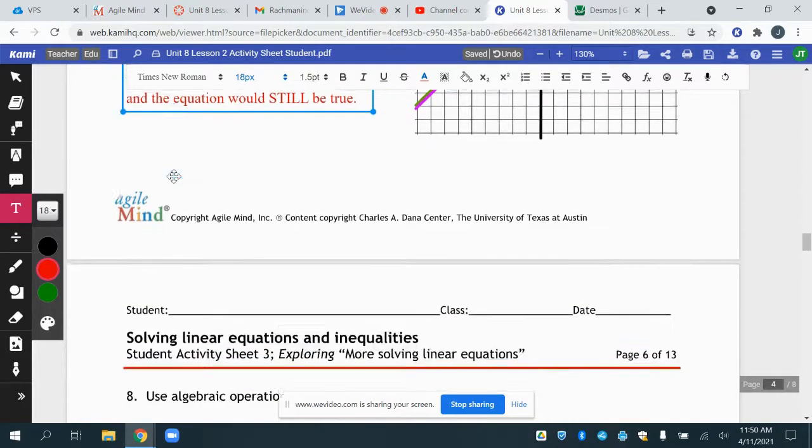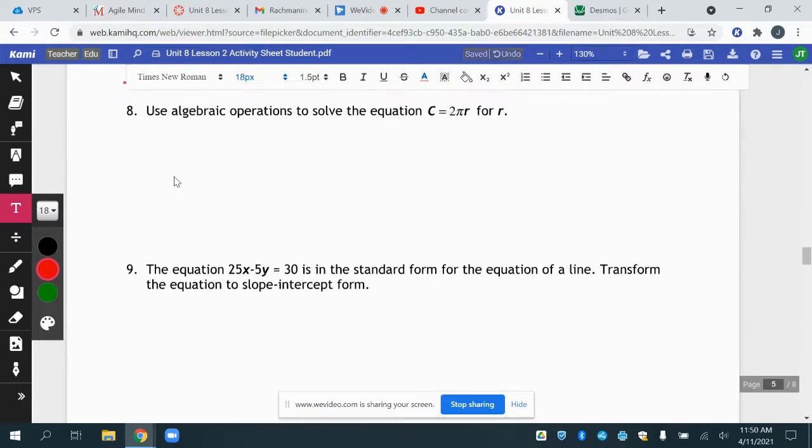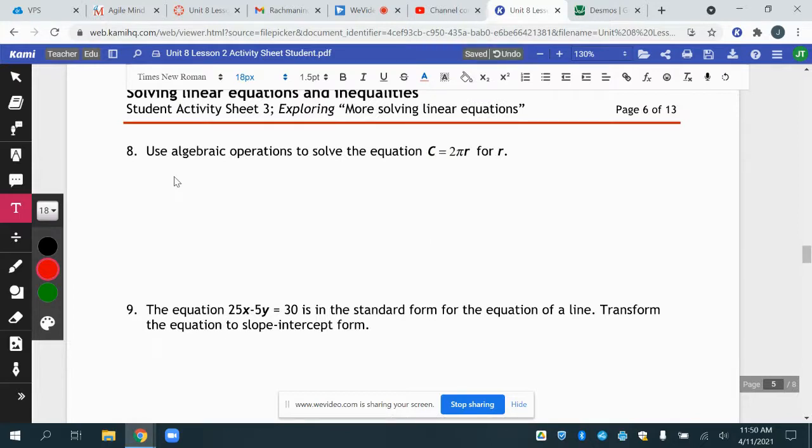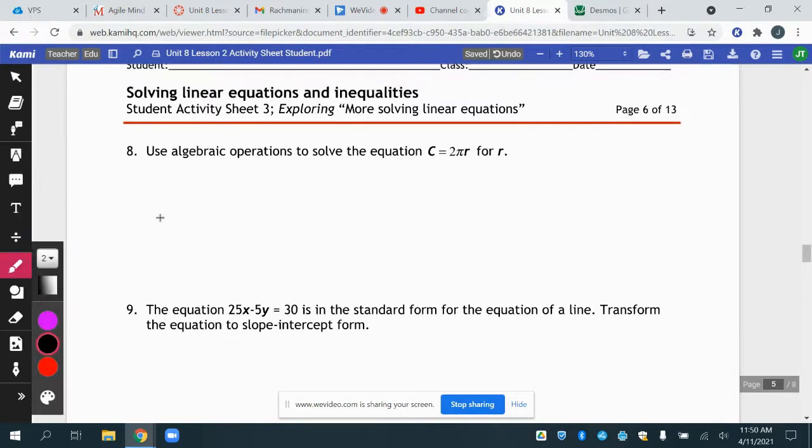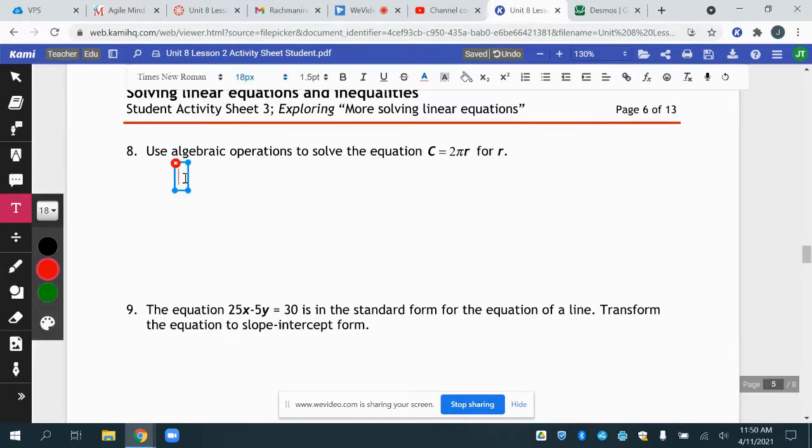Infinitely many solutions. Okay, we're going to solve this one for r. Now we're using algebra to solve things that don't have just a number answer. This is called a formula. Working with formulas is really important, especially in science. So let's see here, we get C equals 2 pi r. I want to solve for r. Notice 2 and pi are being multiplied by r. So what can I do? I can divide by those.